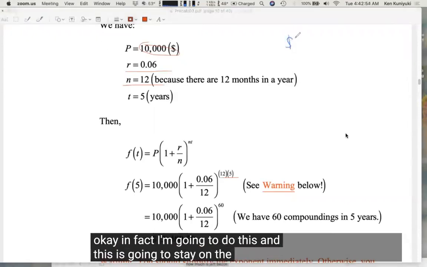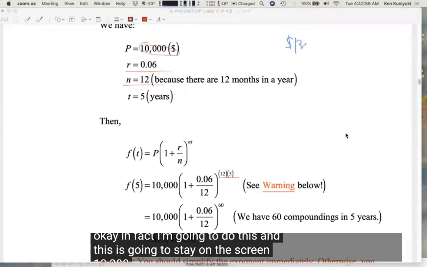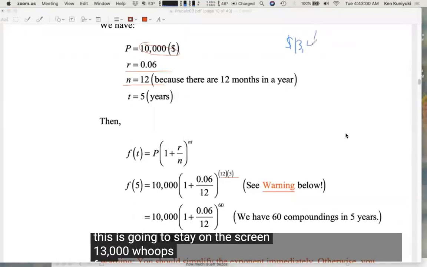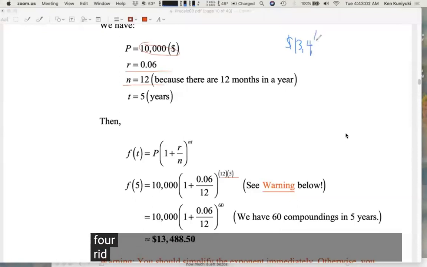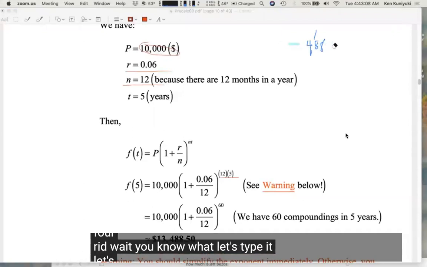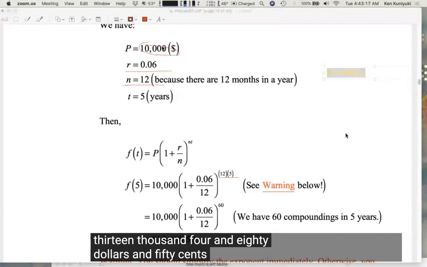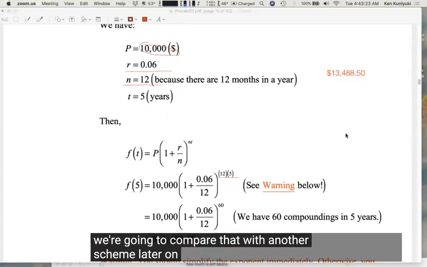Okay, in fact, I'm going to do this. And this is going to stay on the screen. Let's type it. All right, $13,488.50. And we're going to compare that with another scheme later on.